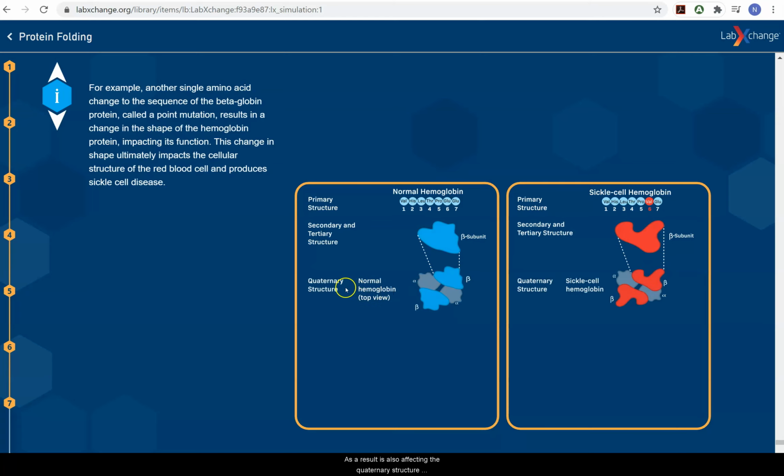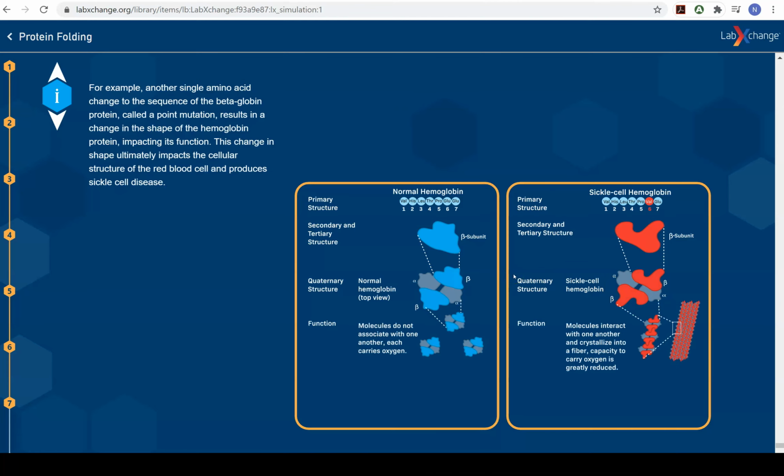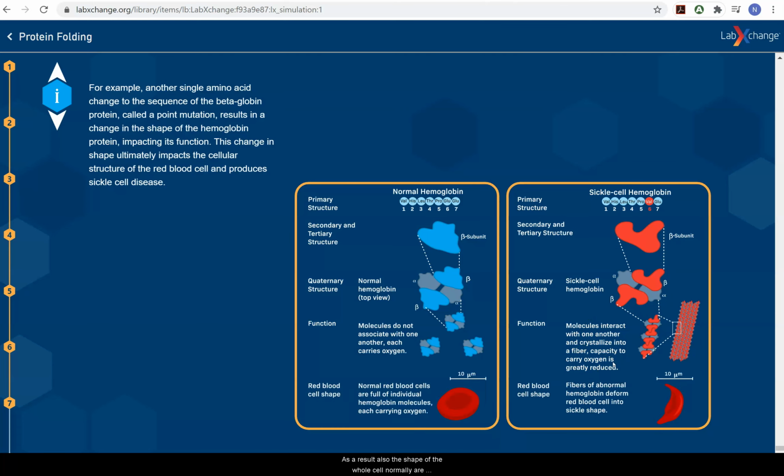As a result, this winds up also affecting the quaternary structure, meaning that the shape of the hemoglobin protein overall has been changed. And finally, this affects the function of the protein because the molecules would normally not associate with each other and would float freely. However, this new change in the quaternary structure of the hemoglobin protein attracts one hemoglobin protein to the next, creating this crystallized structure, which is not only less good at transporting oxygen, but also makes these fibers. So this affects, as a result, also the shape of the whole cell.